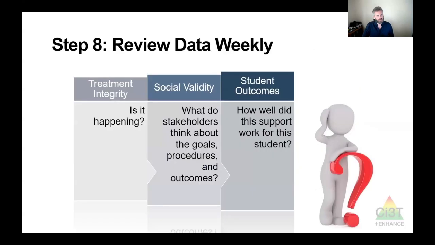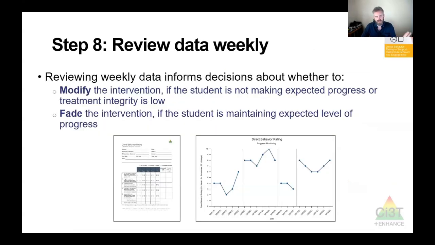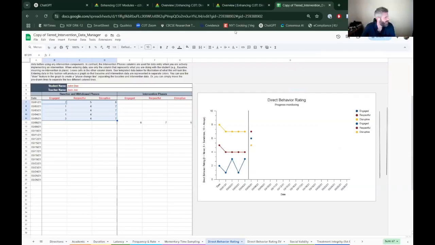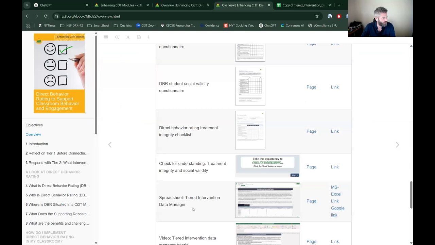There's going to be some data review that's going to happen. So you're going to want to look at what the ratings look like over time and how people are feeling about the intervention. To help with that, as part of the module, this is the third bullet that I put into the chat at the very beginning. We have an entire data collection tool that's built out as a Google Doc and a downloadable Excel spreadsheet. And basically you can graph your DBR data on a daily basis. So in the module, we've got the spreadsheet, tiered intervention data manager.